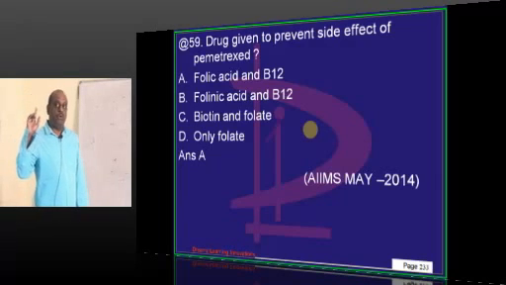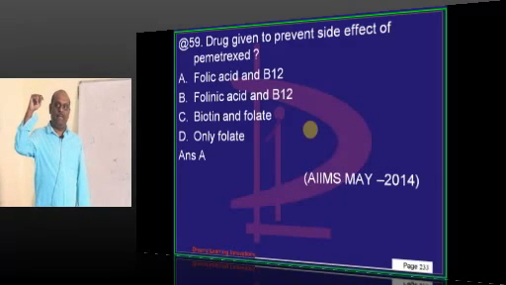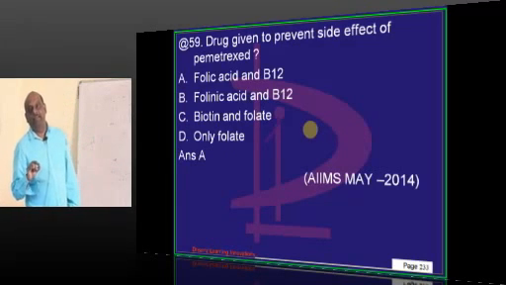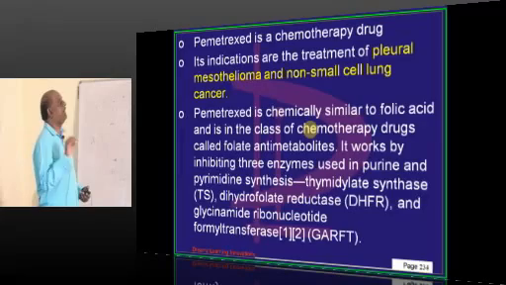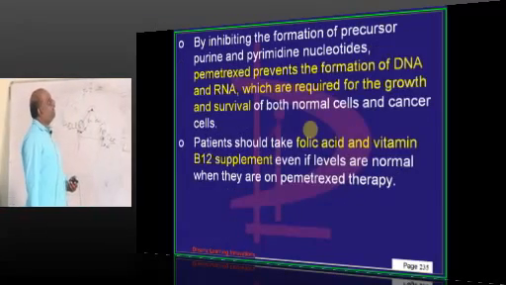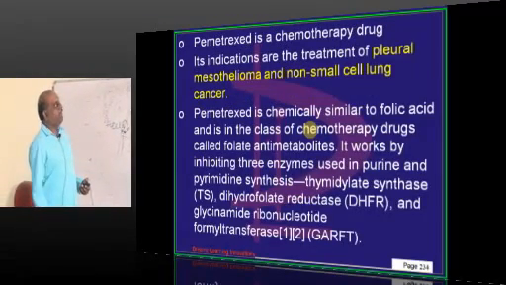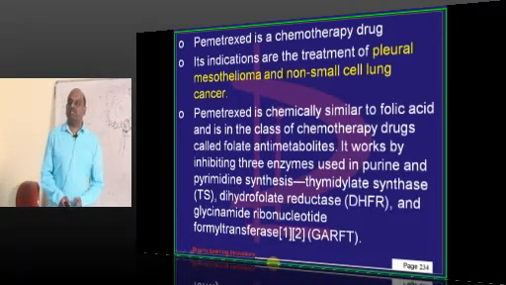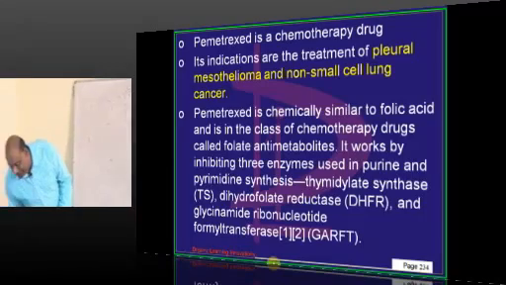That is used for rescue of what? To prevent methotrexate toxicity. But for pemetrexed you will be using folic acid and vitamin B12. And where do you use pemetrexed, doctor? We use it for pleural mesothelioma and non-small cell lung cancer, is what you have to basically remember.